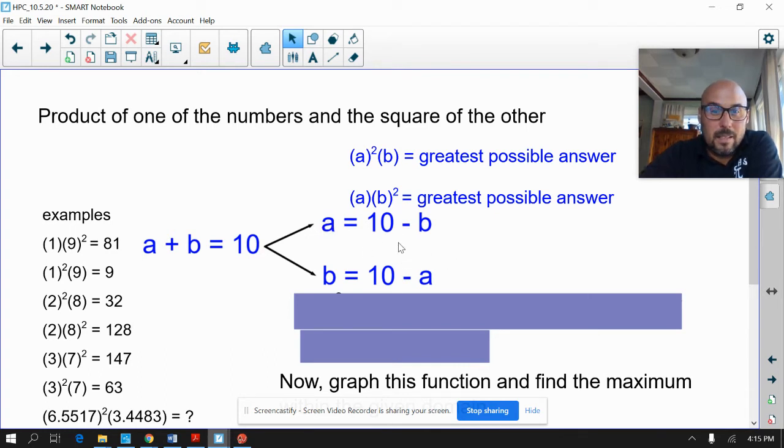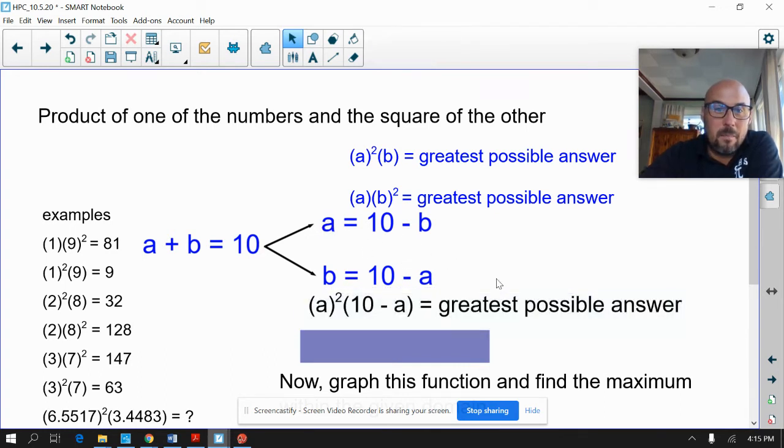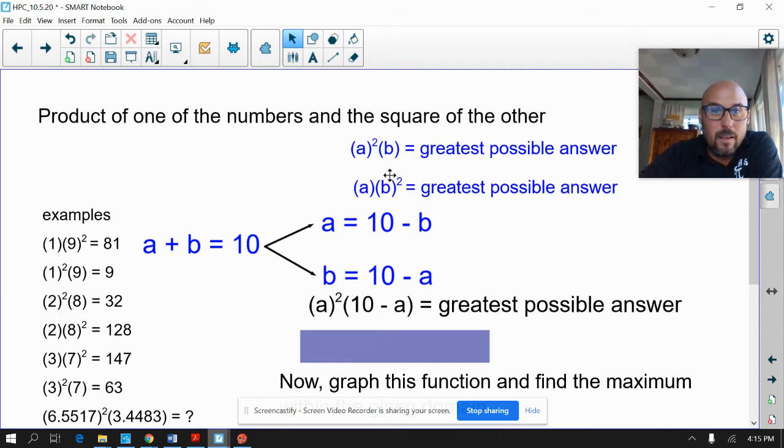But this is the key here. It doesn't matter which one you choose, but I just chose 10 minus a. So I replaced b in a squared times b. So I'm using this first one. Again, it doesn't matter which one, but I did a squared times b, but instead of using b, I used 10 minus a.